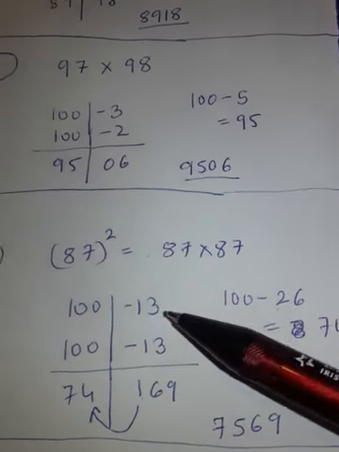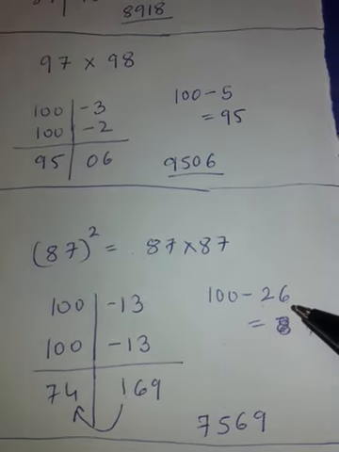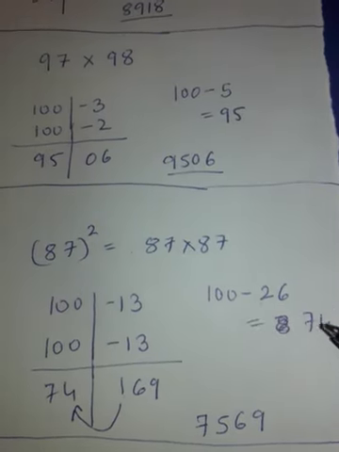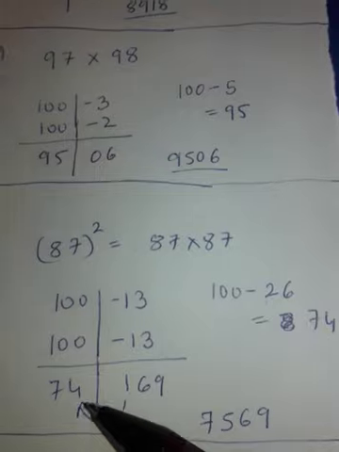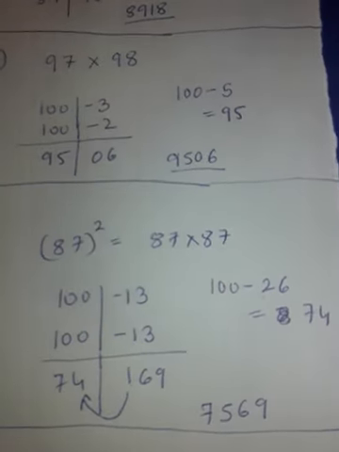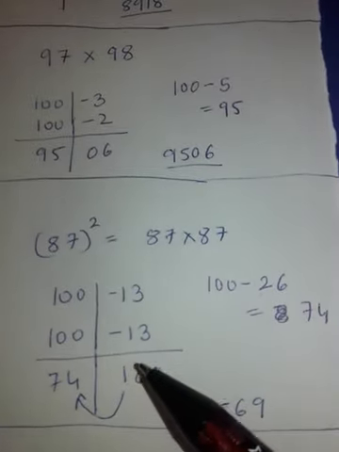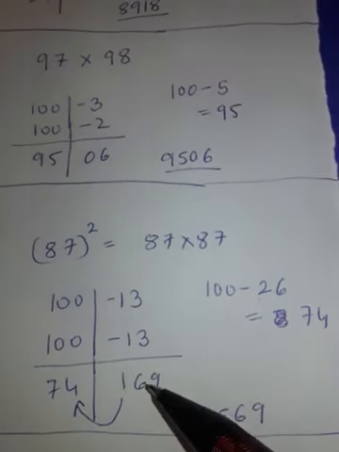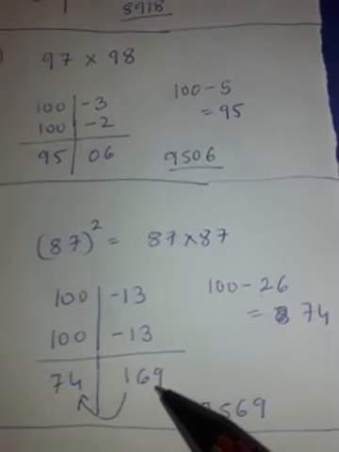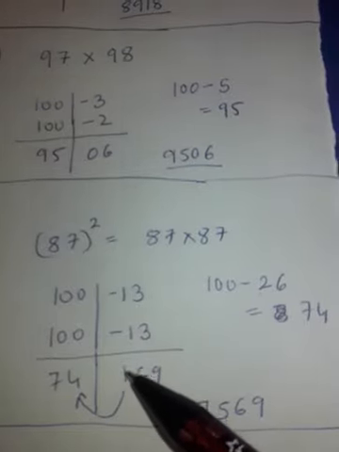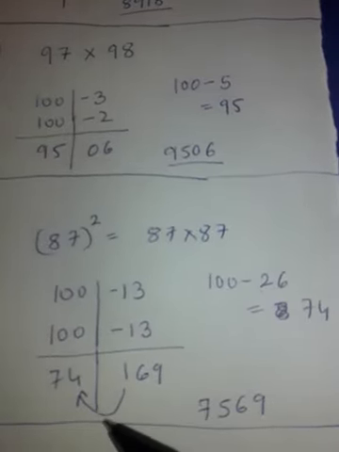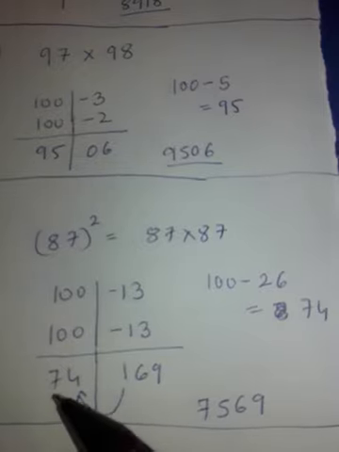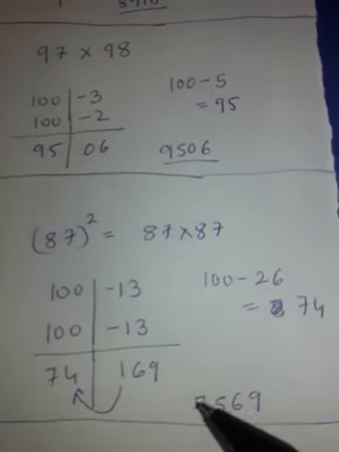What is the next step? Minus 13 minus 13 is minus 26. 100 minus 26 is 74. But the thing you need to take care of is, if you see here, now the product is 3 digits. When it's 3 digits, just ignore these 2 digits and take this digit on the left hand side. So 1 is taken here. 74 plus 1 is 75.